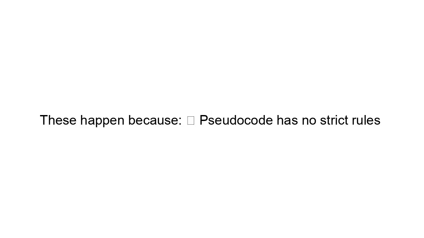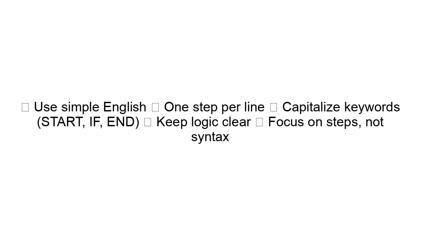Good practices for pseudocode. Use simple English. One step per line. Capitalize keywords: Start, If, End. Keep logic clear. Focus on steps, not syntax.